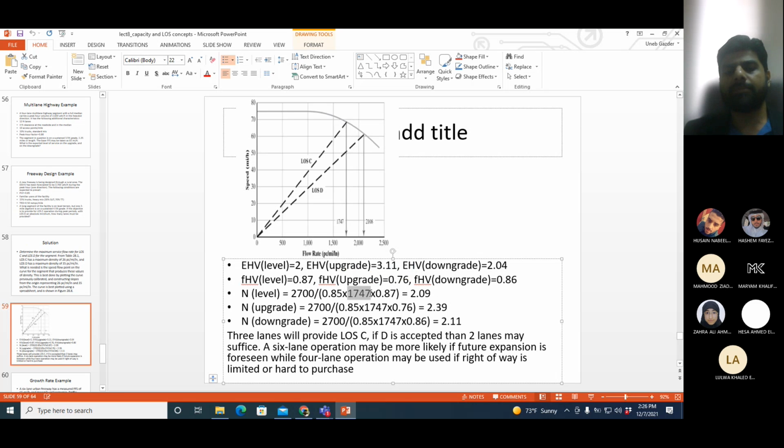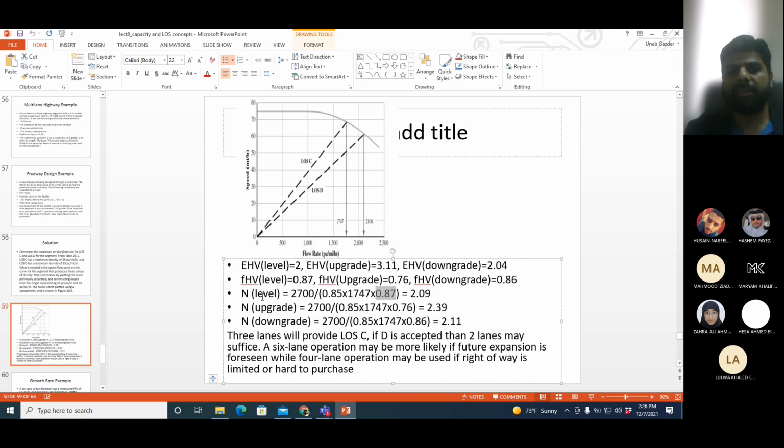1747 is the maximum service flow rate for C. Now C is what we are actually targeting, and D is acceptable. So at the start of our calculation, we are doing everything for the target value. Target value is C. So you can see in all cases, for level, upward and downward, they are taking the maximum service flow rate for C.